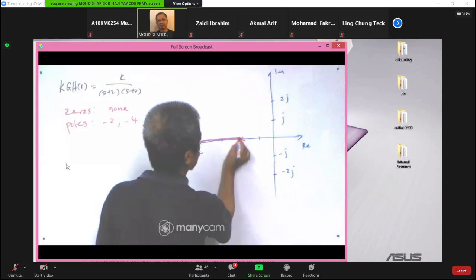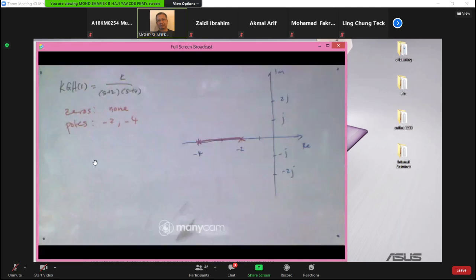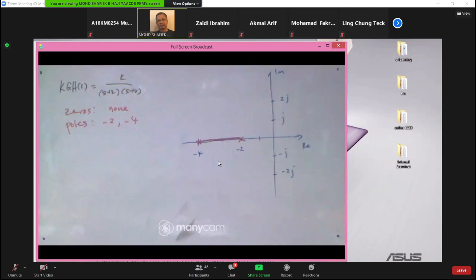Okay, so by rule number 2 here, we can identify that on the real axis, that section is going to have our locus. So that's the second step. There's nothing to it. Everything is clear. There's nothing to worry about. Now let's go to the third guideline.